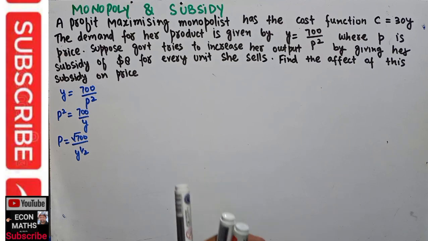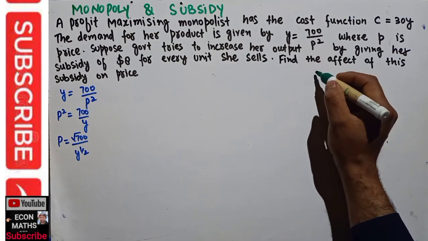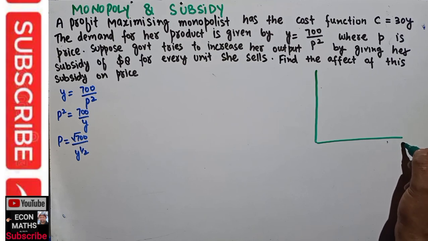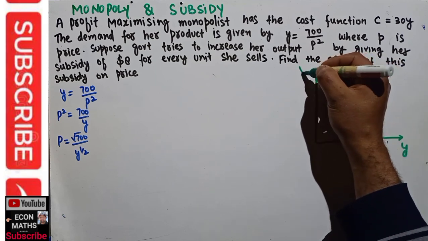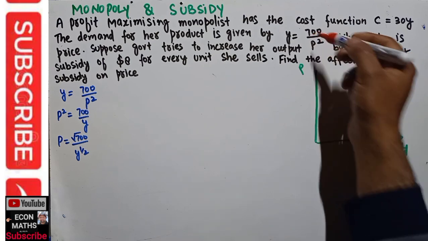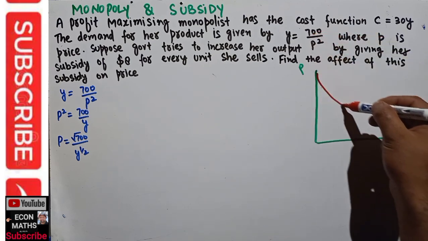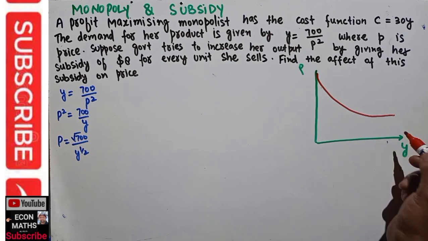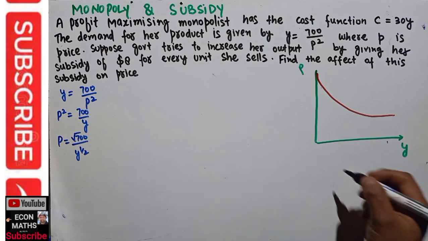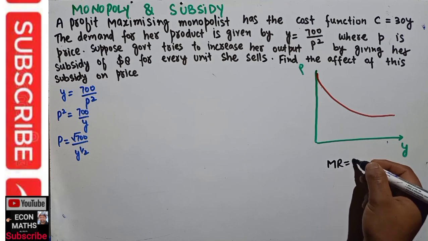First thing is we need to find out the profit maximizing condition for the monopolist, and let me draw a simple graph here. We have output on the horizontal axis, okay, so it is being shown by y, and price on the vertical axis. We are being given this demand function. Okay, so it will look like this. We have what we call the non-linear demand function. We know for profit maximization in case of monopolist, marginal revenue should be equal to marginal cost.